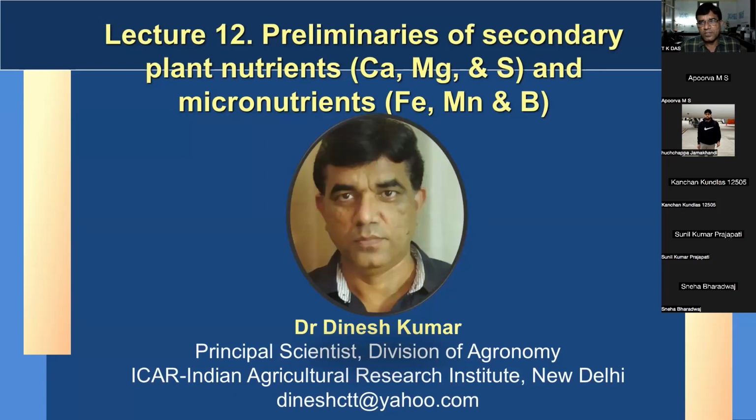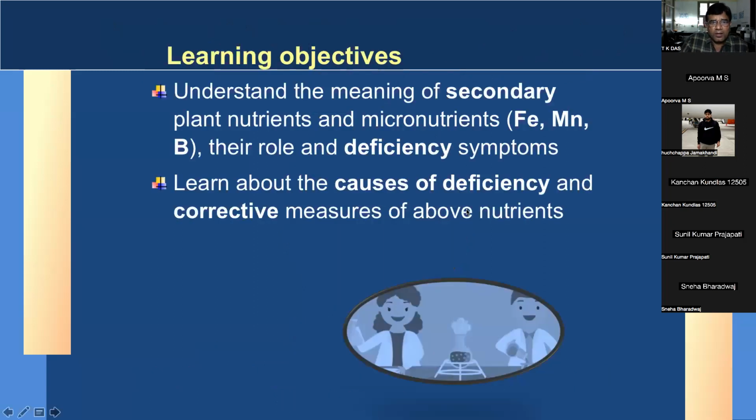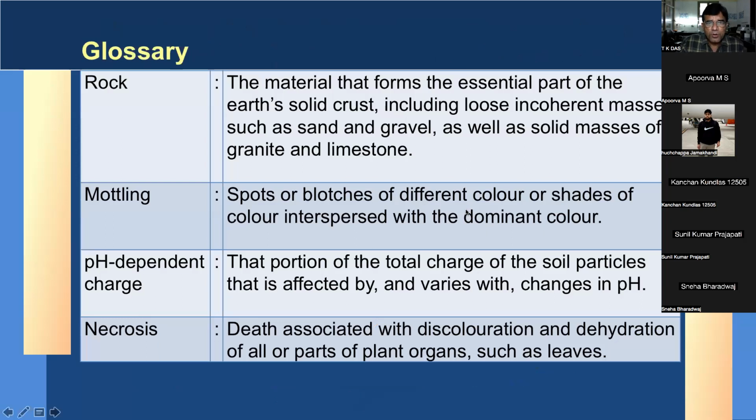And it is not just deficiency, many times excess of a particular nutrient may not be good for plant growth. So, terminology, I think you know what is rock, what is mottling. Mottling means spots or blotches.